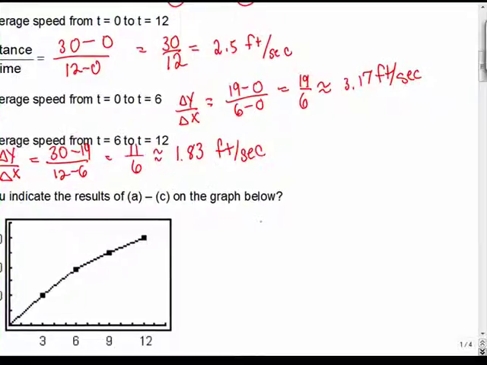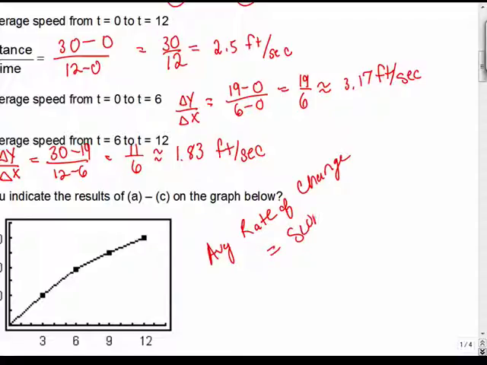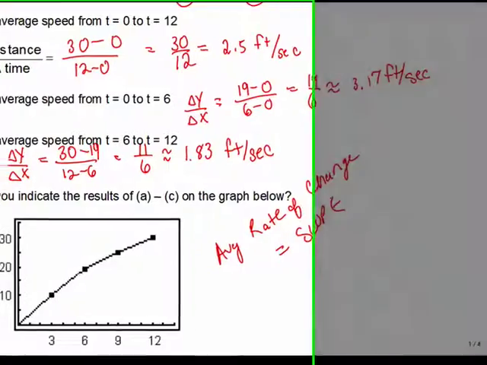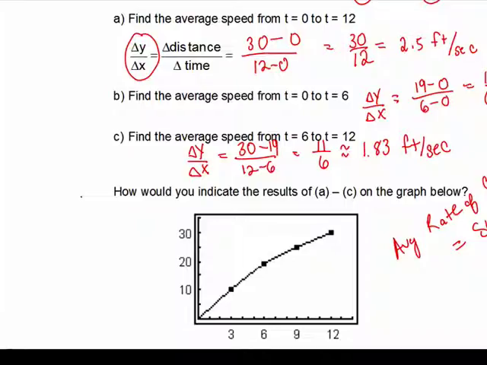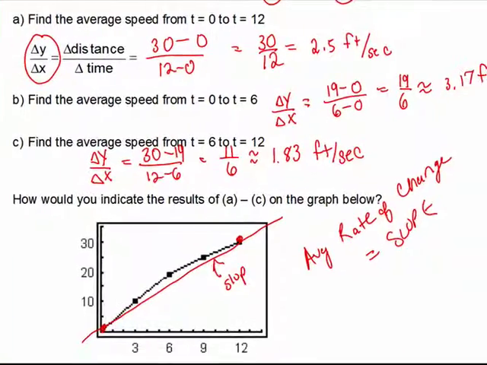Now, one of the questions that you often get asked is, how would we indicate those results on a graph? Well, remember, average rate of change is the same as the slope. So what I would be doing is looking at the slope at various parts on the graph. So if I were to do 0 to 12, what I would be looking for is the slope of the line joining these 2 points. And I'll do my best to draw a line here. So the slope of this line is what I get for A.